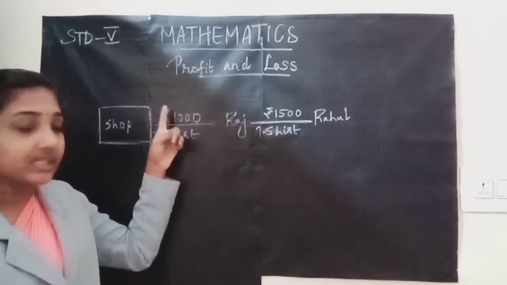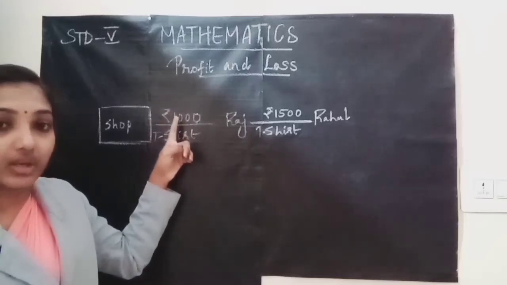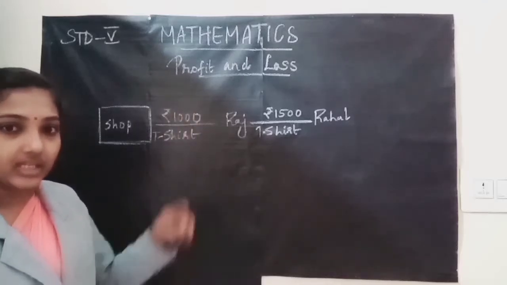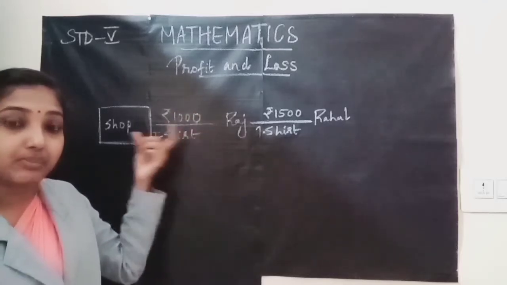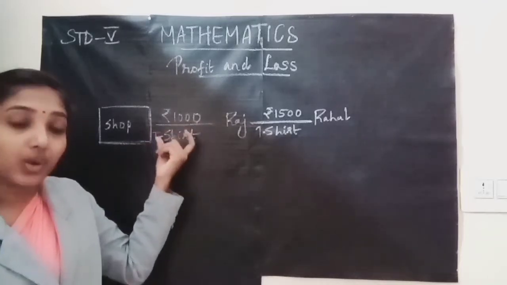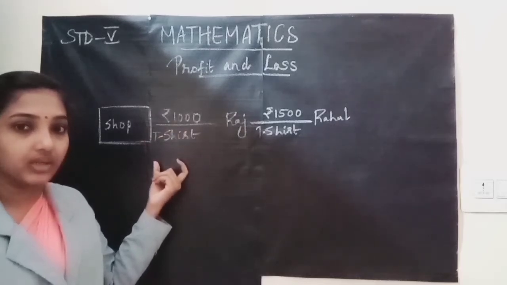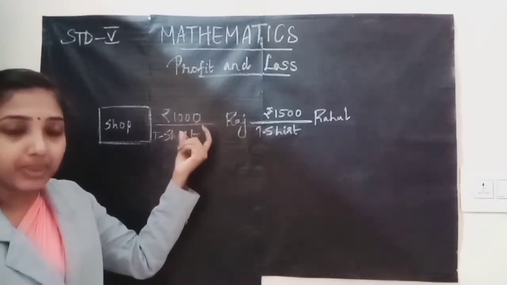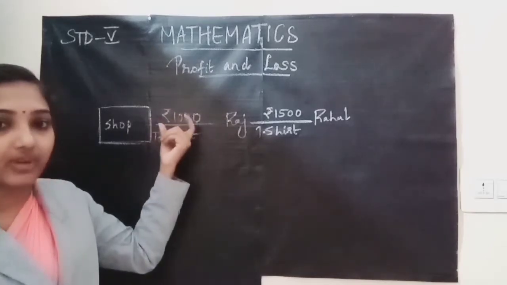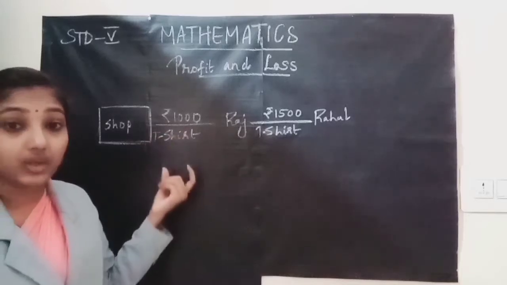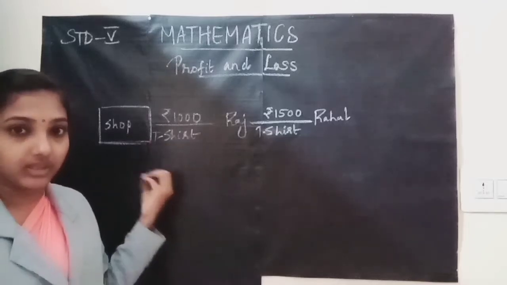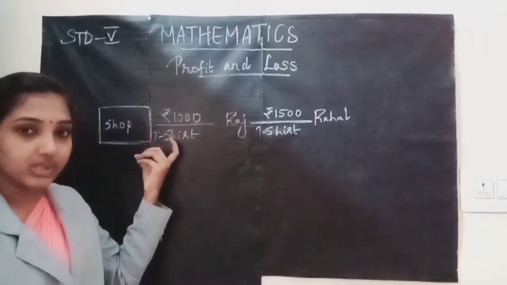So we can say that the cost price of the shirt is rupees 1000. That is the amount Raj paid to the shopkeeper to buy that t-shirt. It is called the cost price of the t-shirt. The amount that we pay to buy a good, or to buy the t-shirt from the shop, is called the cost price. The amount at which goods are bought. Okay, that is called cost price.